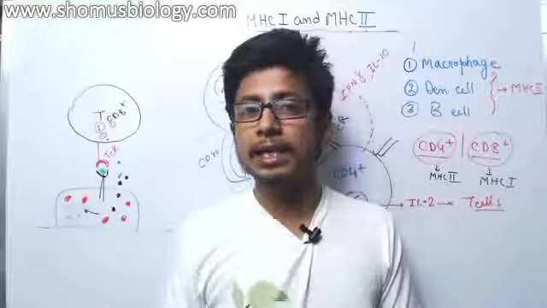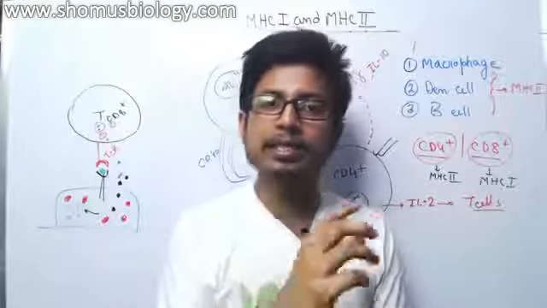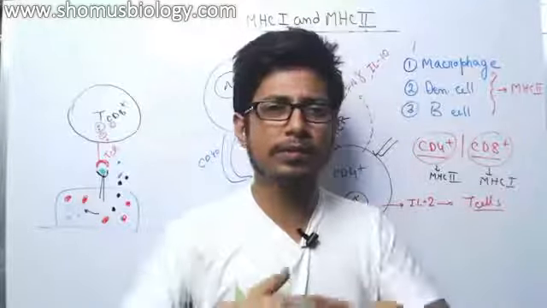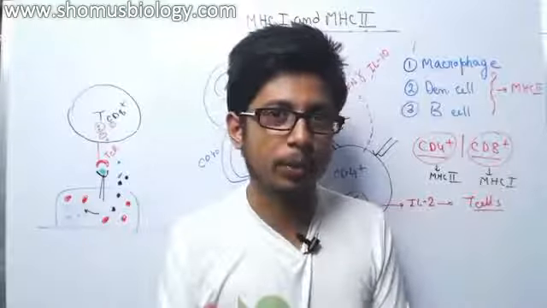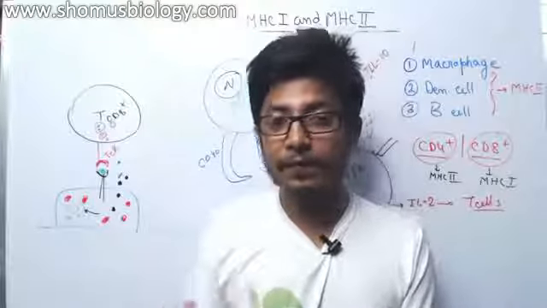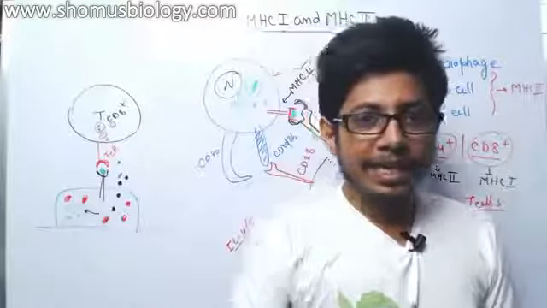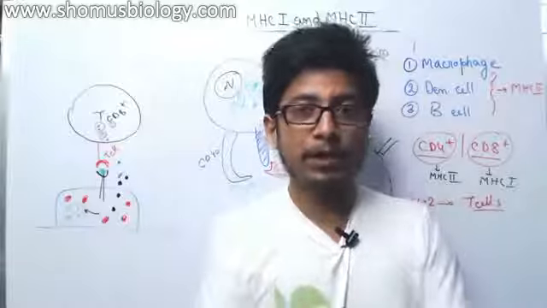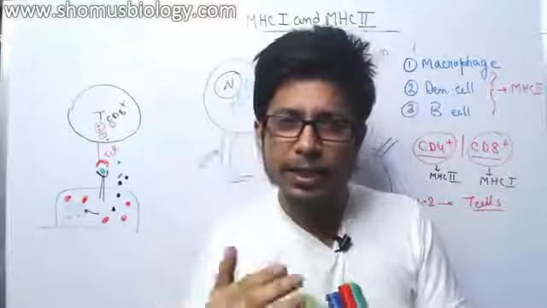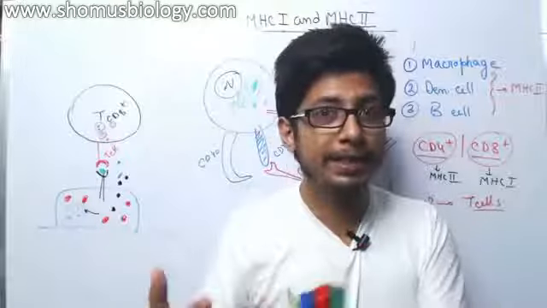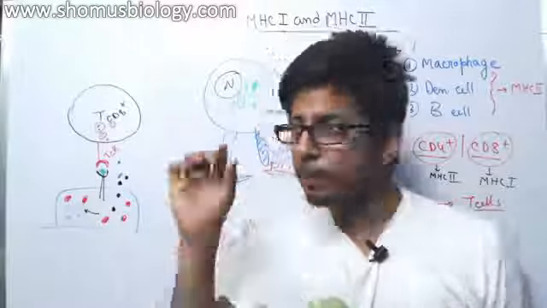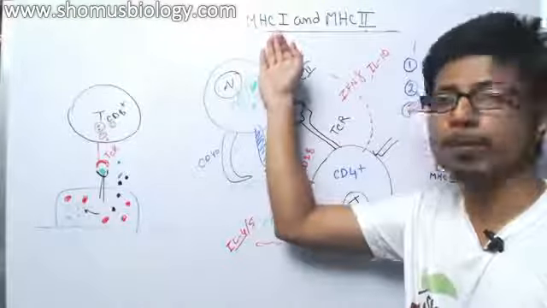All the nucleated cells in our body contain MHC1. They have MHC1 on the surface because the cells are filled with glycoprotein receptors on the surface. But this MHC1 is different for different persons. It is tissue specific. For different tissues, this MHC structure, its chain length, and the amino acids present in the chain will vary.